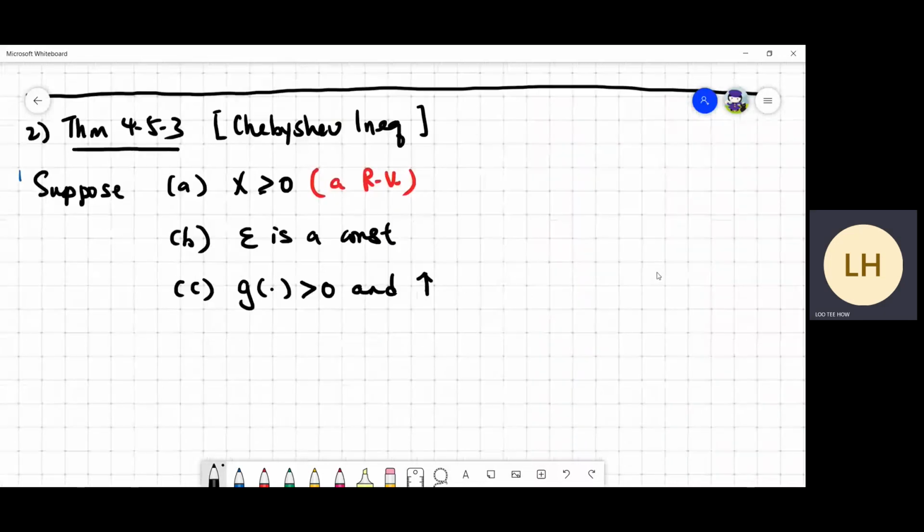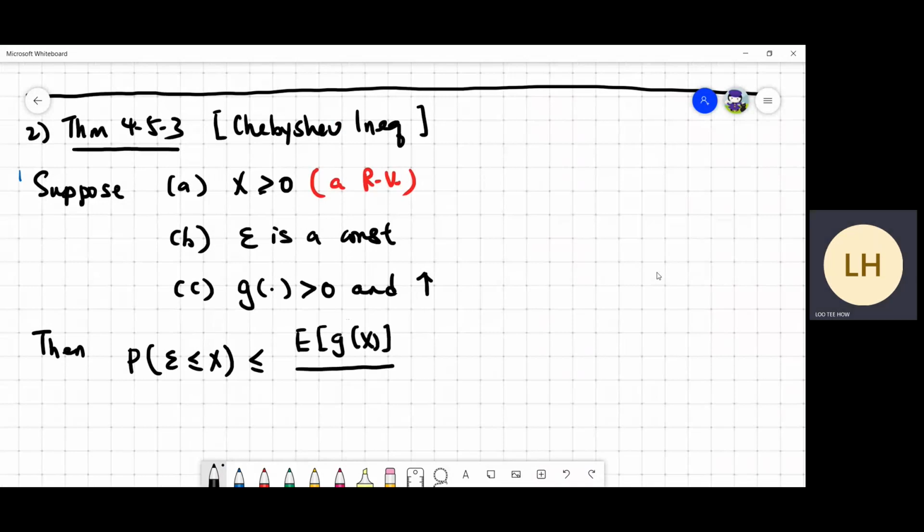By considering these three hypotheses, A, B, C, we can have this conclusion. This is one inequality: the probability of X greater or equal to epsilon is less or equal to E of G(X) over G of epsilon. This is the reason why we are requiring G to be greater than 0, for otherwise G of epsilon will be undefined.